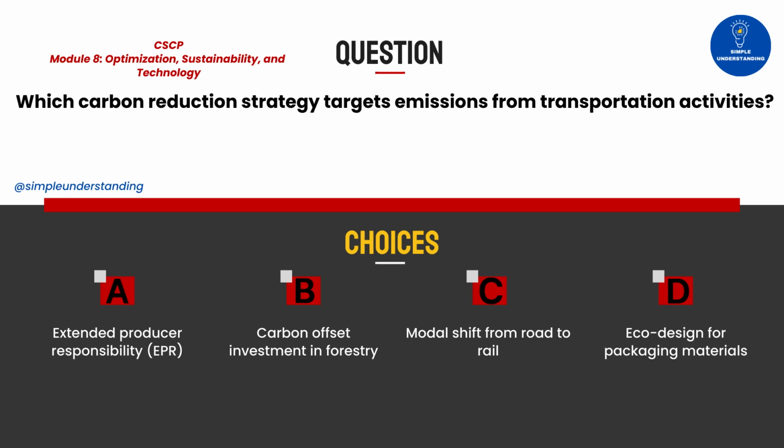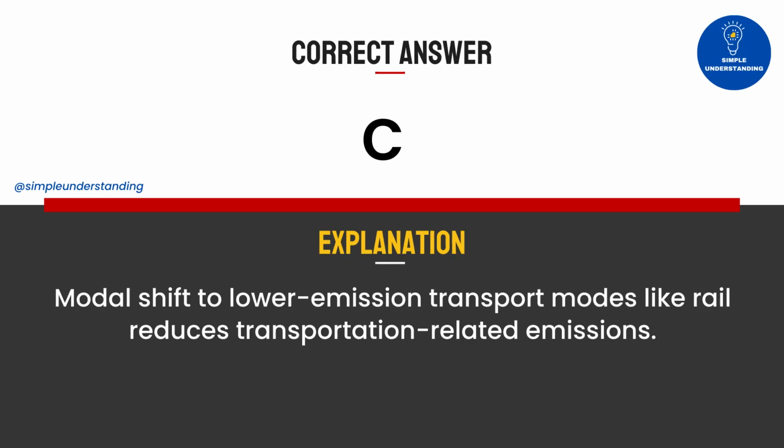8. Which carbon reduction strategy targets emissions from transportation activities? A. Extended producer responsibility, EPR. B. Carbon offset investment in forestry. C. Modal shift from road to rail. D. Eco-design for packaging materials. Correct answer: C. Explanation: Rail transportation typically emits fewer greenhouse gases than road transport, making modal shift an effective strategy.